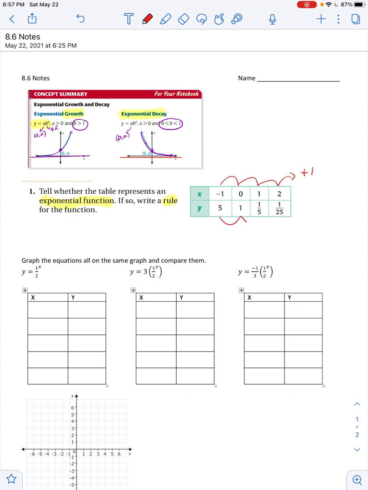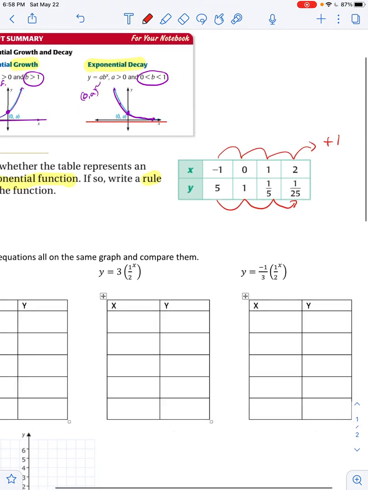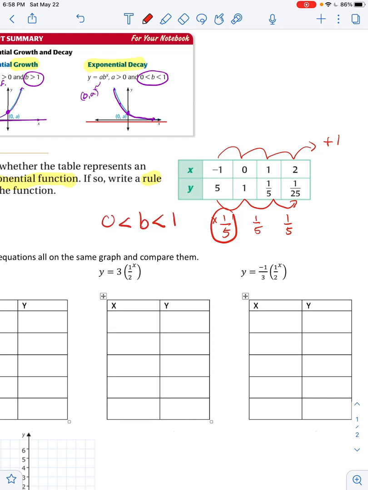On the bottom, you're technically dividing by 5, but since exponential growth requires us to be multiplying, you're multiplying by 1/5, because 5 times 1/5 is 1. 1 times 1/5 is 1/5. 1/5 times 1/5 is 1/25. So just like yesterday, this is going to represent our b value. It's just that now our b value is between 0 and 1, which makes it exponential decay versus exponential growth.